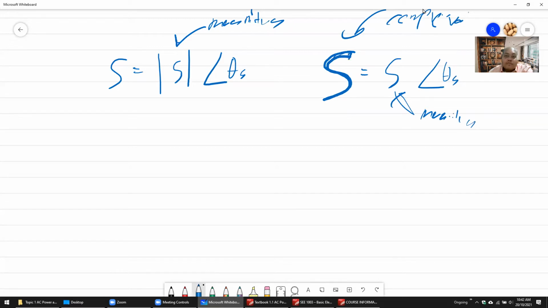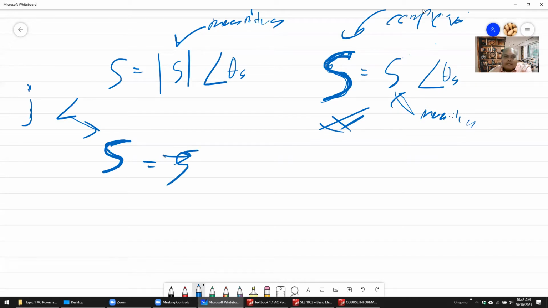I suggest you just choose one method, maybe this one. I will use this one. So if I bold this S, it means that this is complex, meaning that you have j, or the angle. A non-bold S means that it is apparent power. So be careful.